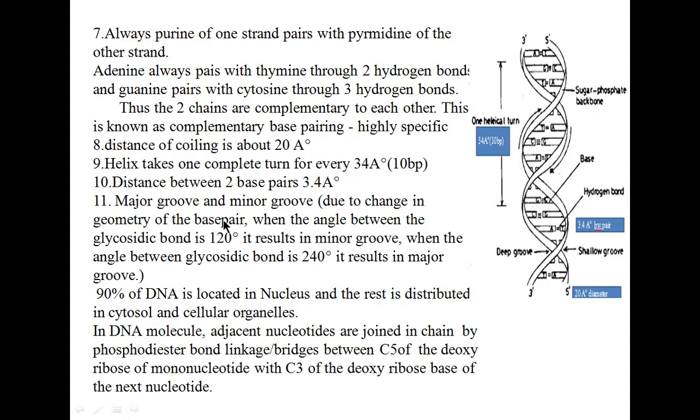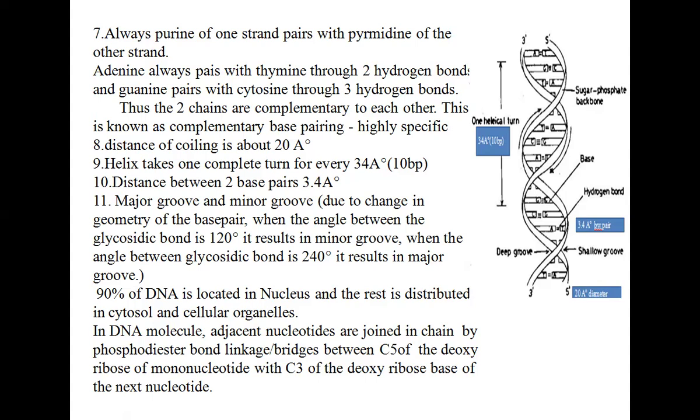This is due to the change in the geometry of the base pair, when the angle of the glycosidic bond between the nitrogenous base and the carbon 1 atom of the deoxyribose sugar is 120 degrees, it results in the minor groove. When the angle of the glycosidic bond is 240 degrees, it results in the major groove. That is about the major and the minor groove. So this is all about the characteristic features of the Watson-Crick DNA model, that is the B form of the DNA model.